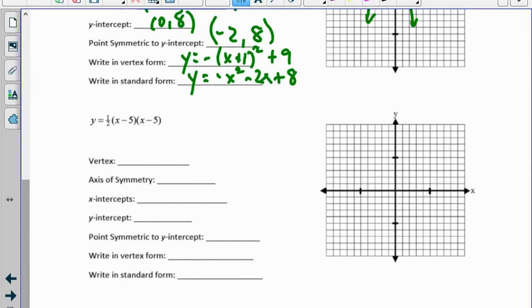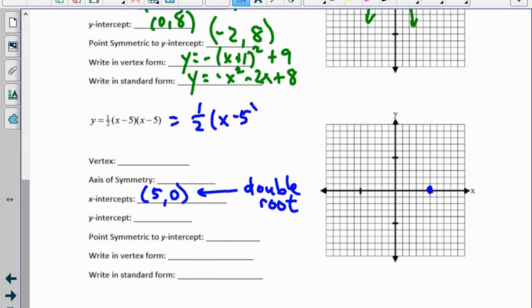Finally, third question, y equals 1/2 (x minus 5)(x minus 5). So my intercepts are at (5, 0), and it's what we call a double root. So because it's a double root, that means that is also my vertex. Notice that I could rewrite this as 1/2 times (x minus 5) squared. This is also technically in vertex form, because I could have y equals 1/2 (x minus 5) squared plus 0. Notice that the plus 0 could be there, so my vertex is also at (5, 0).